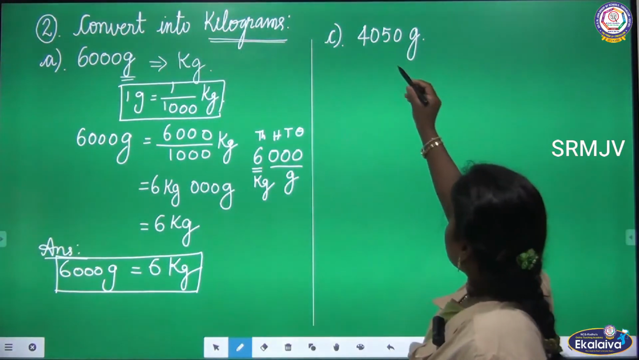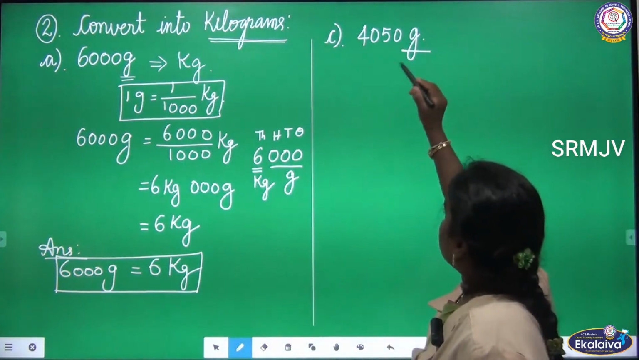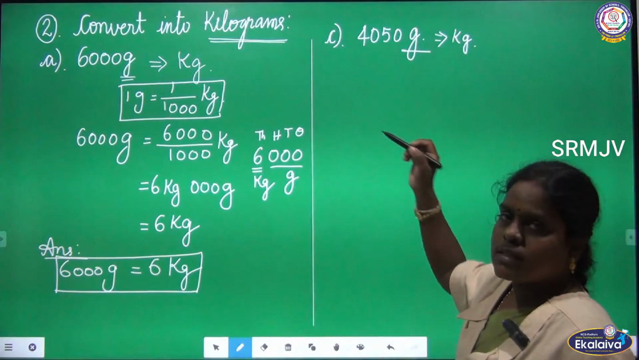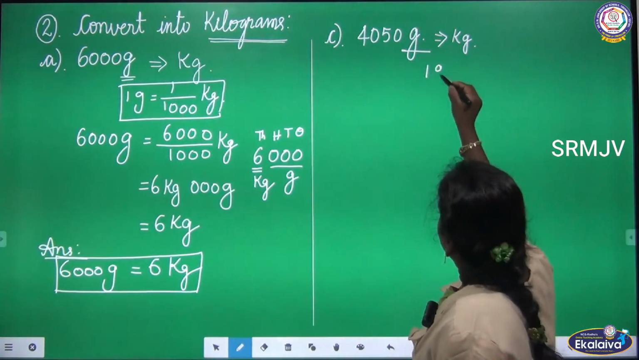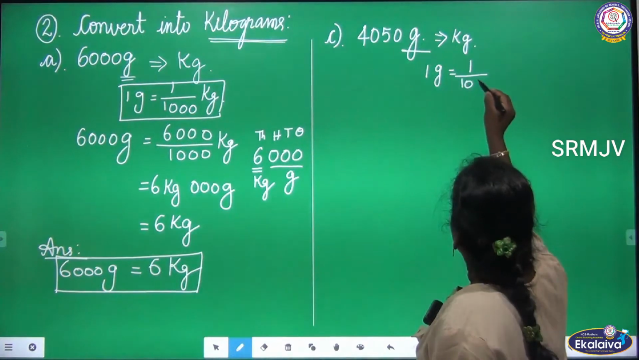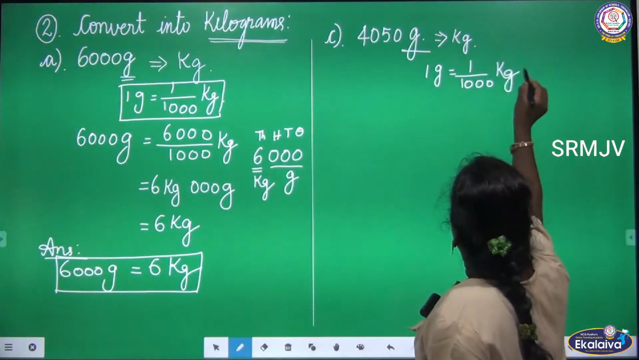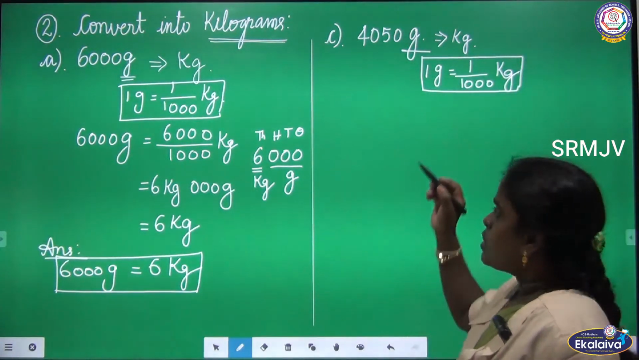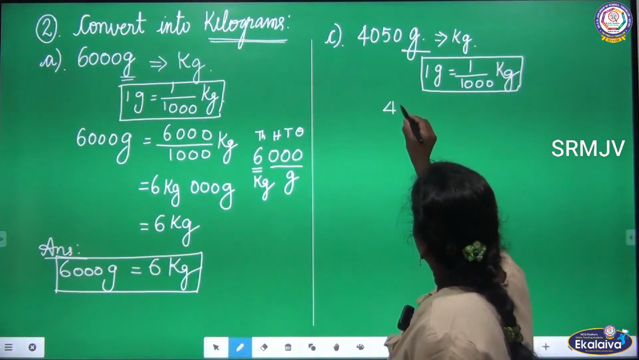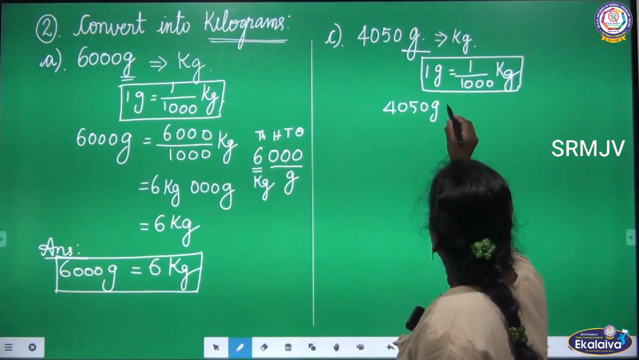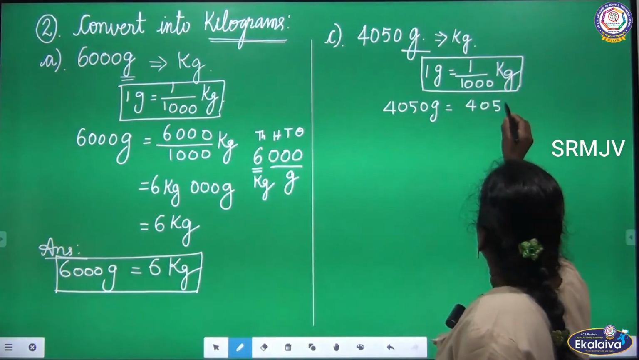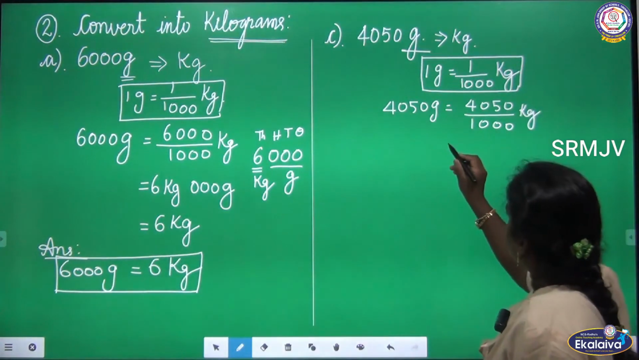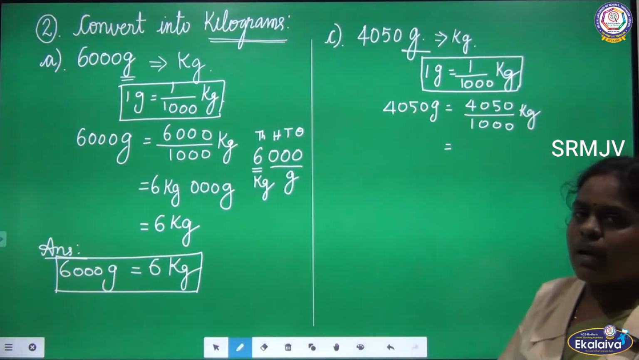Look at the next question. 4050 gram. So we are going to convert this into kilogram. So let us write the formula first. 1 gram equals 1 by 1000 kilogram. So here the number is 4050. 4050 gram equals 4050 by 1000 kilogram. So we are going to divide the number 4050 by 1000.